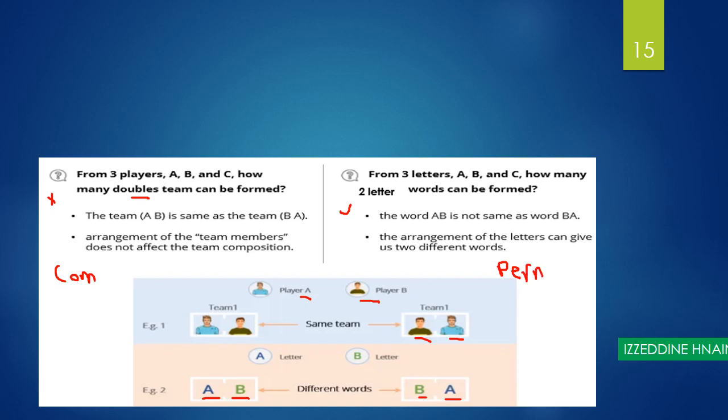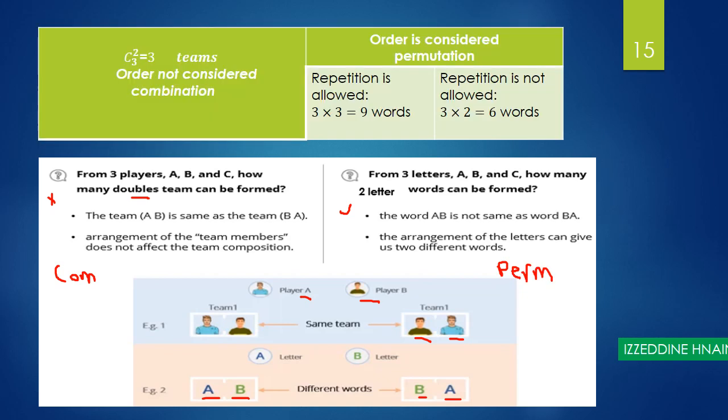Okay? So in the first example, n equals 3 and R equals 2, we get C(3, 2), that is 3 teams. In the second example, we have 2 possibilities. If the words are not distinct, that is, we may have repetition, we get 3 times 3 equals 9 words. And if the words are distinct, that is no repetition, we get 3 times 2 equals 6 words.